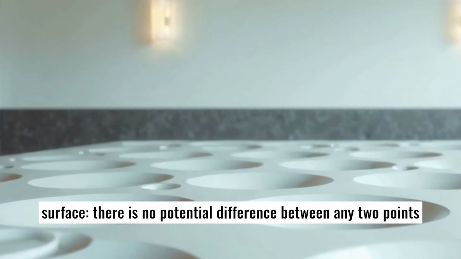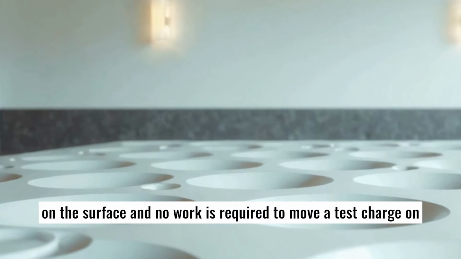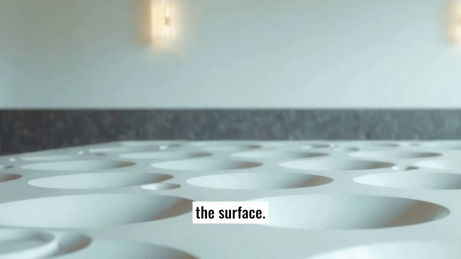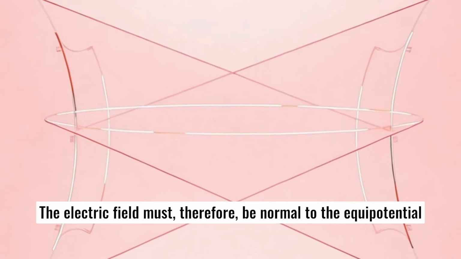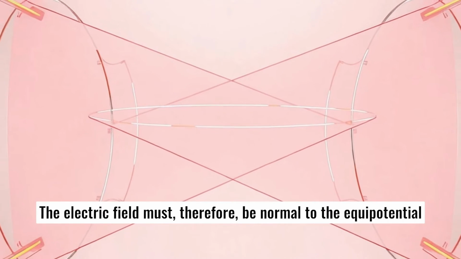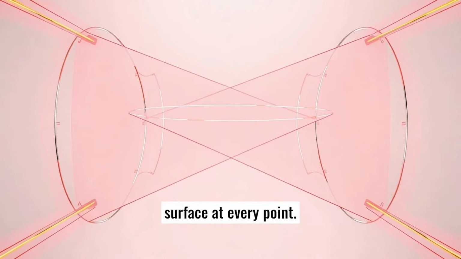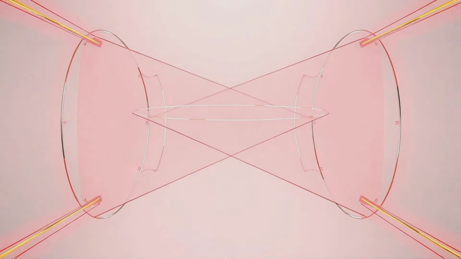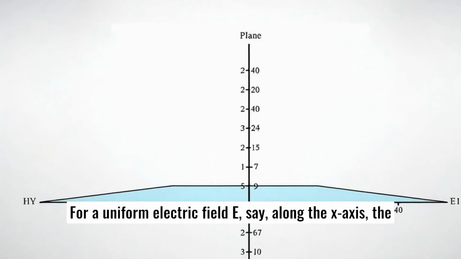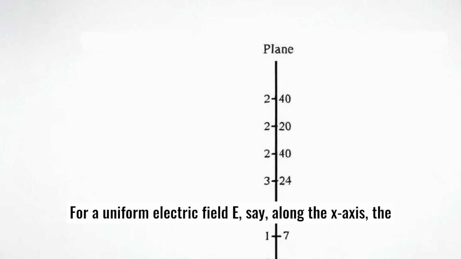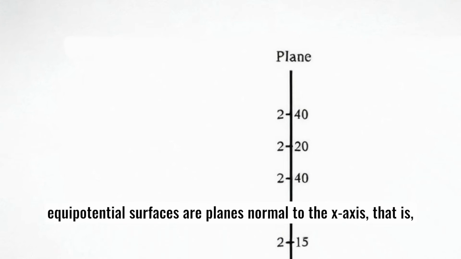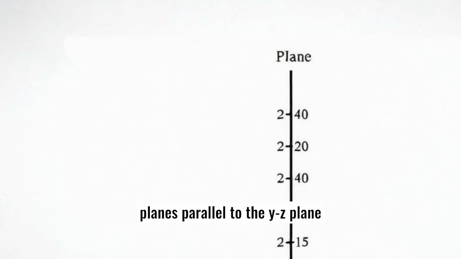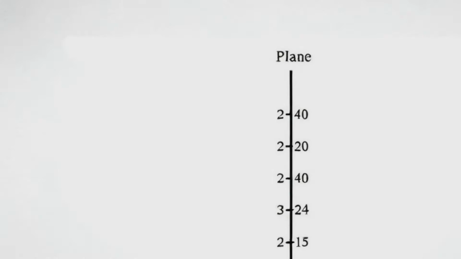There is no potential difference between any 2 points on the surface, and no work is required to move a test charge on the surface. The electric field must, therefore, be normal to the equipotential surface at every point. For a uniform electric field E, say, along the x-axis, the equipotential surfaces are planes normal to the x-axis, that is, planes parallel to the yz plane.